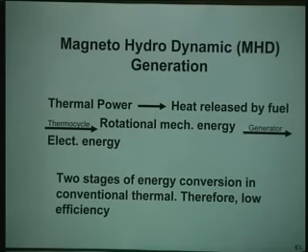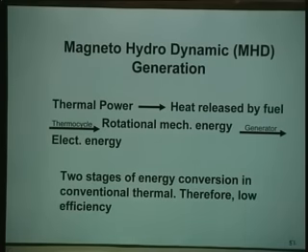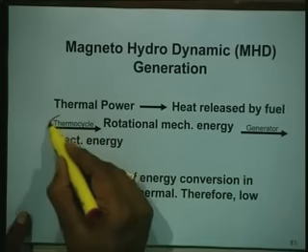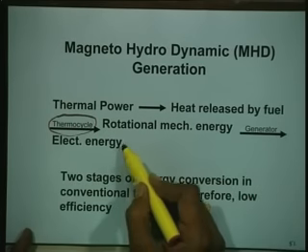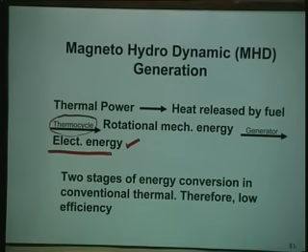Now, what were we doing in conventional thermal power? We were releasing the heat from fuel. Fuel can be natural gas, coal or oil. We were having a thermal cycle, that is a Rankine cycle or a Carnot cycle, and rotational mechanical energy, that is a prime mover connected to a generator, and electric energy used to be generated. So, there were two conversions: chemical to mechanical and mechanical to electrical.